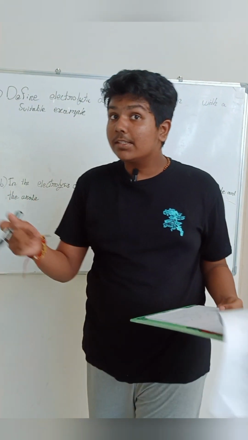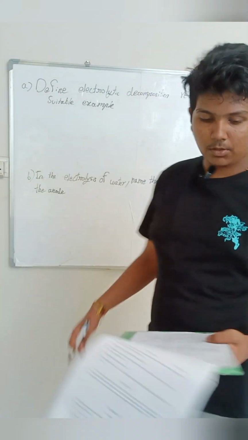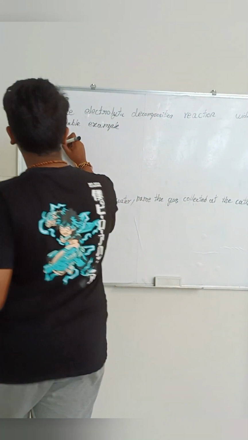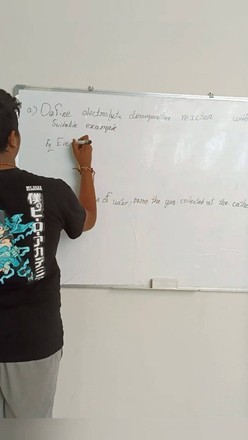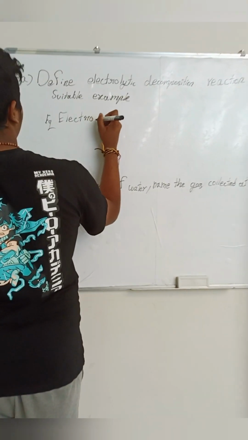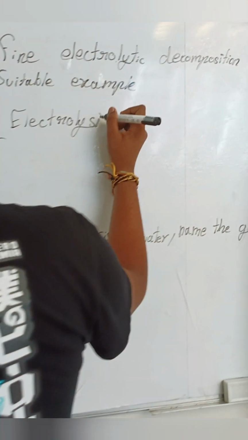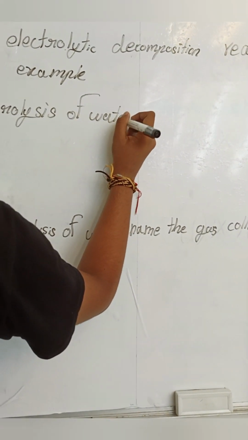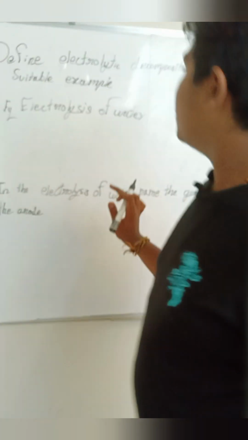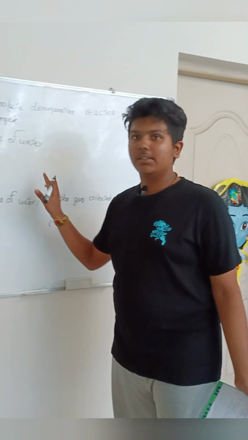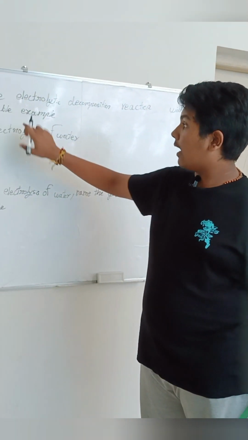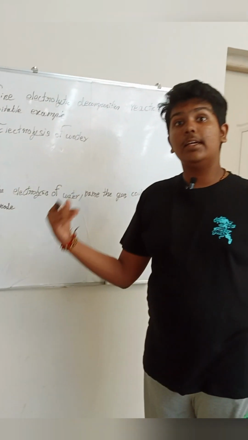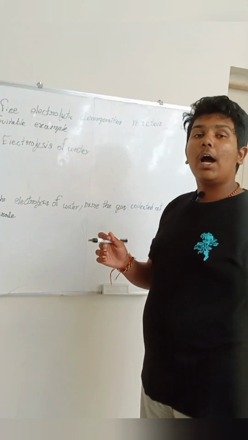Let's try electrolysis of water. So the example will be electrolysis of water. But how do you do the electrolysis of water? They are asking for a suitable example, meaning you have to also write the equation or the reaction. So how would the reaction be?